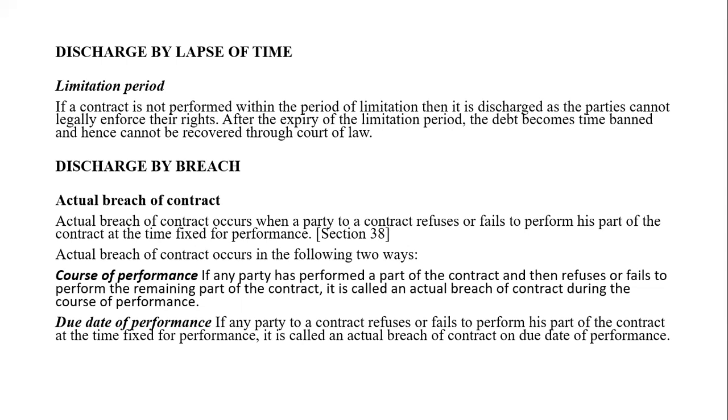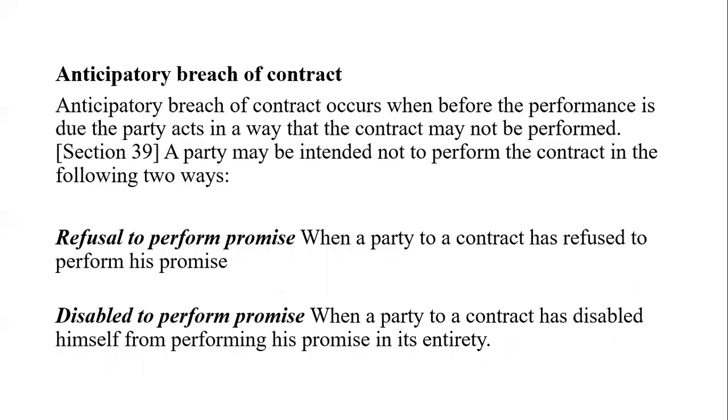And the second one is due date of performance. If any party to a contract refuses or fails to perform his part of the contract at the time fixed for performance, it is called an actual breach of contract on the due date of performance. So you must differentiate these two types of breaches: either breach of contract within the course of performance or on the due date of performance.